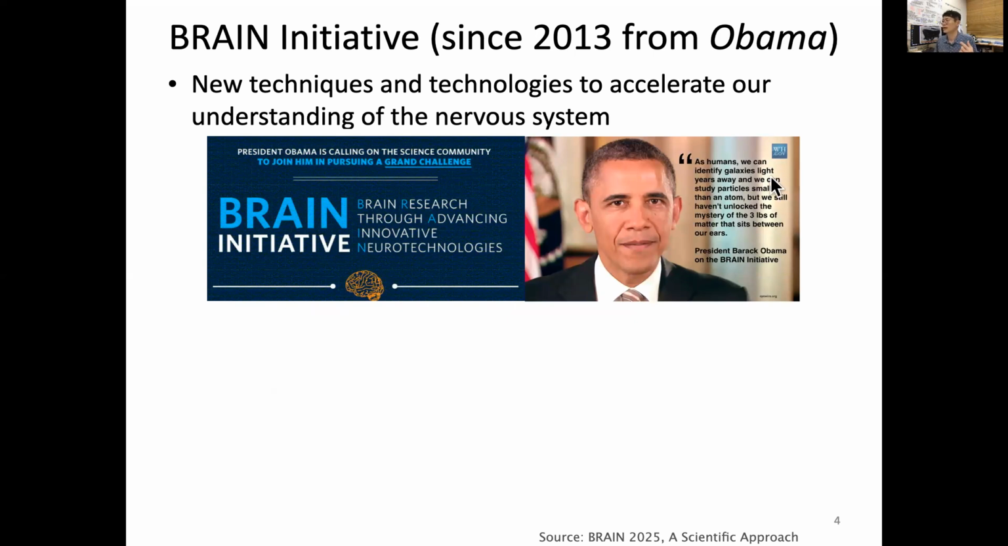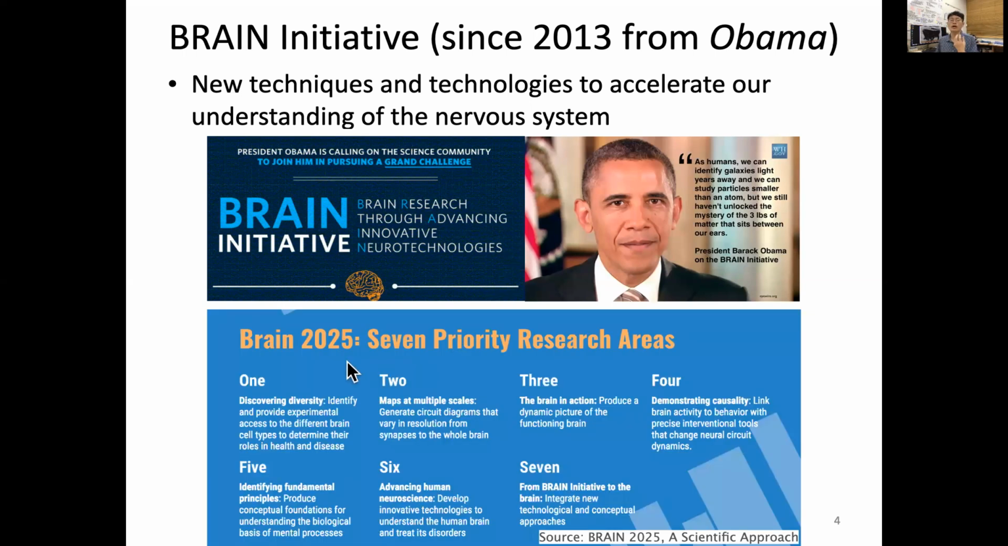As humans, we can identify galaxies light years away, and we can study particles smaller than an atom. But we still haven't unlocked the mystery of the 3 pounds, or around 1.4 or 1.5 kilograms, of matter that sits between our ears, which stands for our brain. So what do these brain initiatives look for in terms of research areas? This gives us a good idea of what's actually necessary for studying the brain.